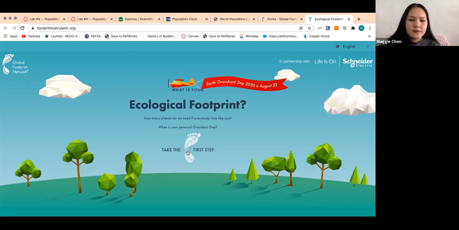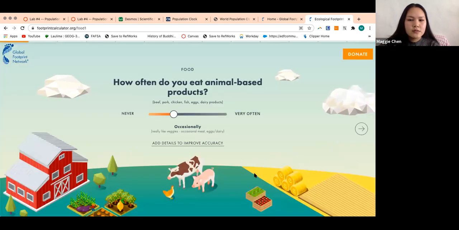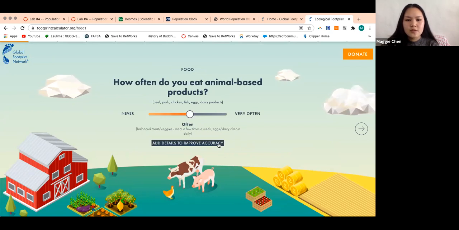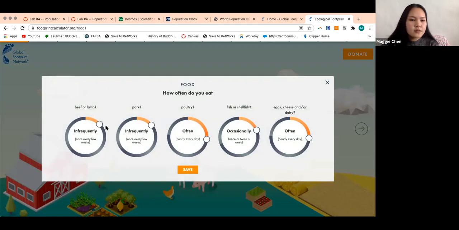If we click to take the first step, it'll take us through different sections where we look at different parts of our own life and how that would change our final footprint. For this first question, how often do you eat animal-based products? For me, I would say often, so a few times a week. But you can also improve the accuracy of your quiz by clicking on add details. Say for beef and lamb, once every few weeks, I don't really eat beef or lamb.